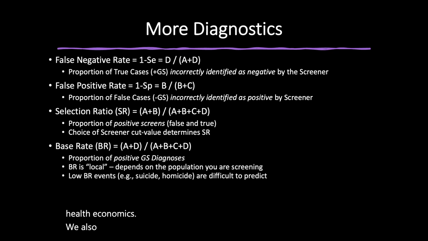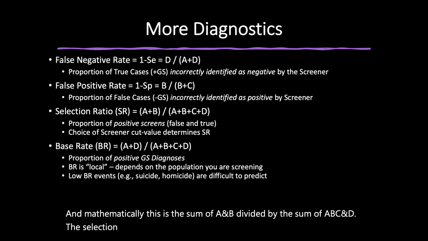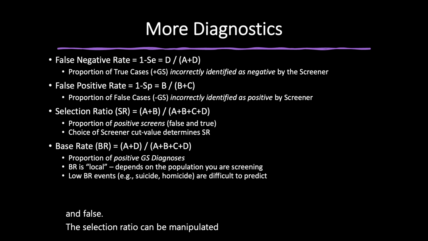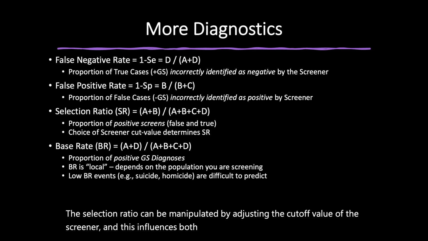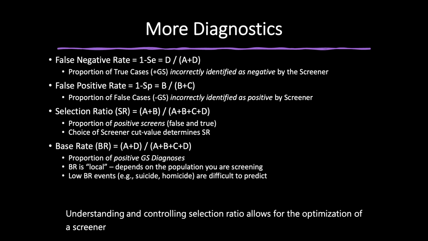We also have the selection ratio, and mathematically, this is the sum of A and B divided by the sum of A, B, C, and D. The selection ratio refers to the proportion of positive screens, both true and false. The selection ratio can be manipulated by adjusting the cutoff value of the screener, and this influences both the positive predictive value and the negative predictive value. Understanding and controlling selection ratio allows for the optimization of a screener according to specific needs or population.